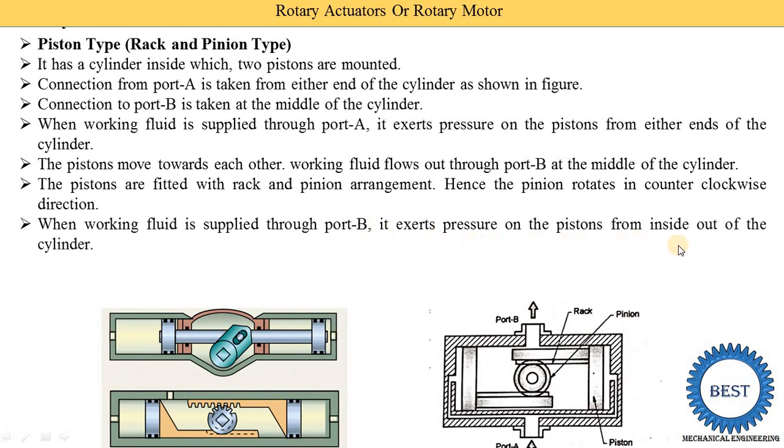When the working fluid is supplied through port B, it exerts pressure on the pistons from inside out of the cylinder. That means when the working fluid is supplied from this port B to the cylinders, what happens? The pistons move away from each other. This left side piston moves to the left side, and the right side piston moves to the right side. The space between the two pistons is increased, which is called moving away from each other. At that time this pinion is rotated in a clockwise direction.